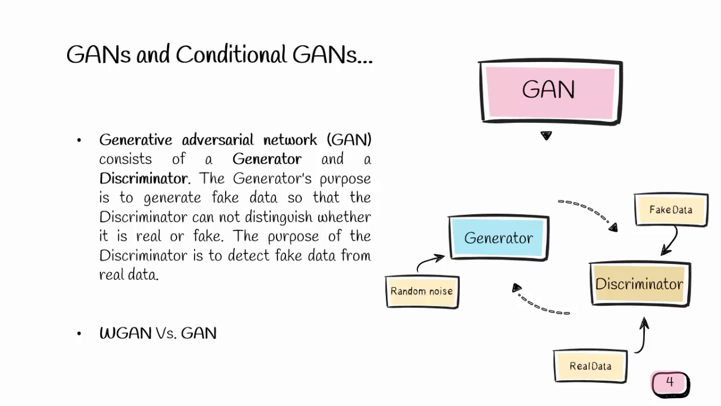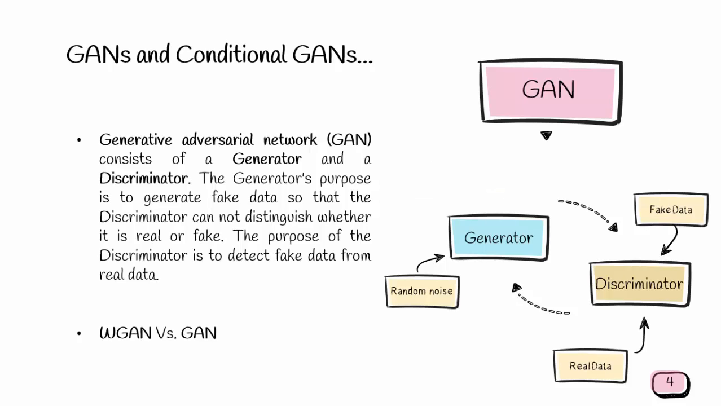If we want our network to be able to generate data from a specific class, in addition to the noise, we give the label vector as an input to the model. This model is called conditional GAN, or CGAN.